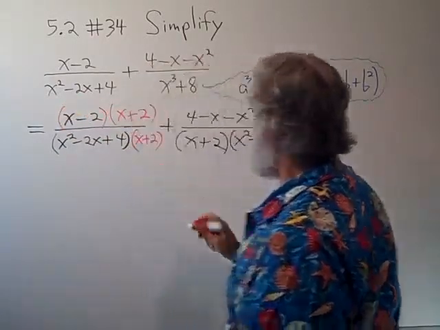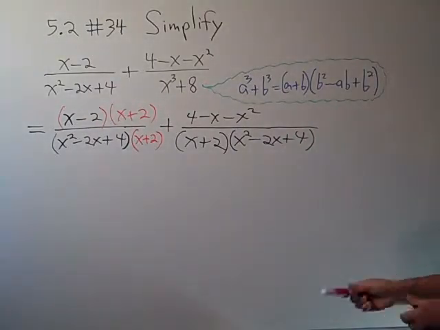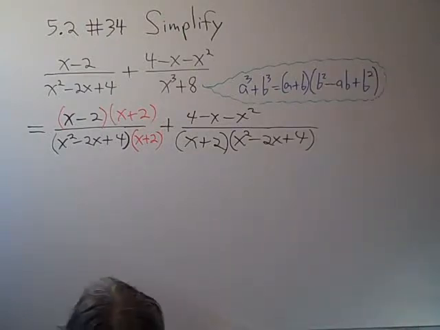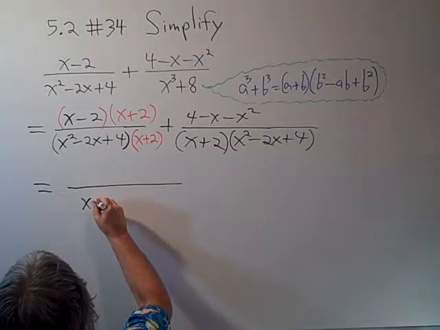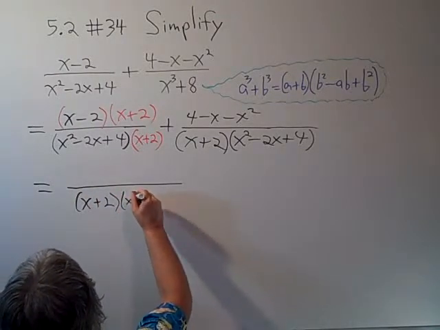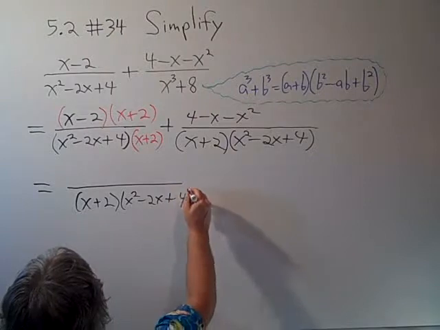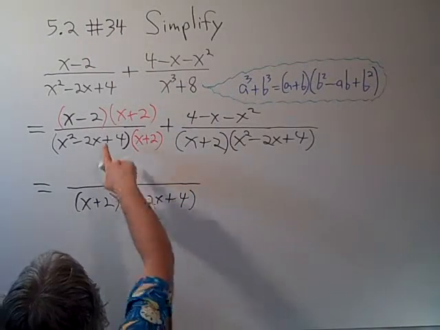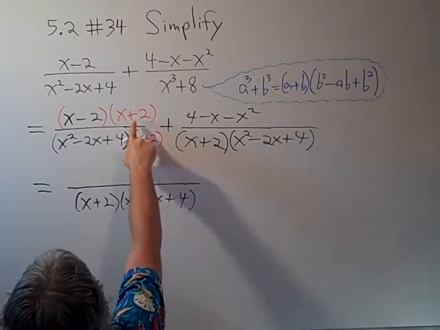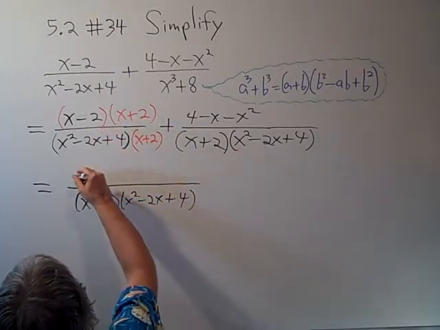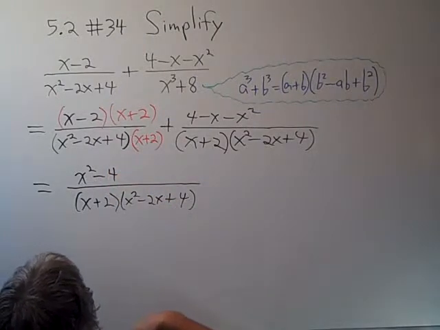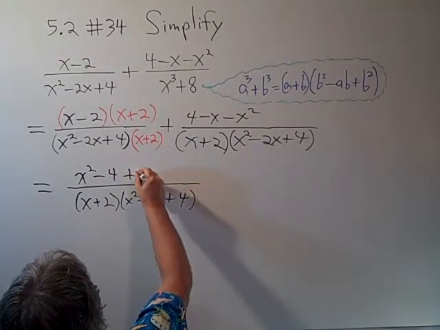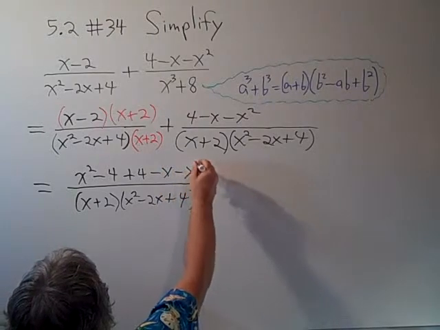upstairs and downstairs, now we have the same exact denominator in both of these rational expressions, and we can just then add the numerators together and put it over the common denominator of, let's write it as x plus 2 times x squared minus 2x plus 4. Upstairs we have x minus 2 times x plus 2. Well, x plus 2 times x minus 2 is that famous x squared minus 2 squared, which is then x squared minus 4. And then we have plus 4 minus x squared.